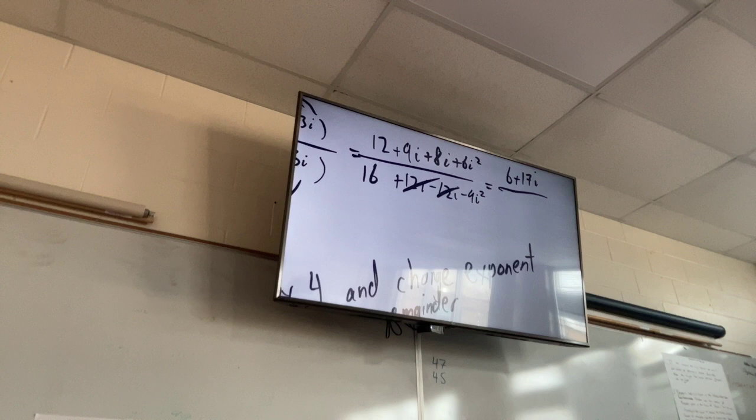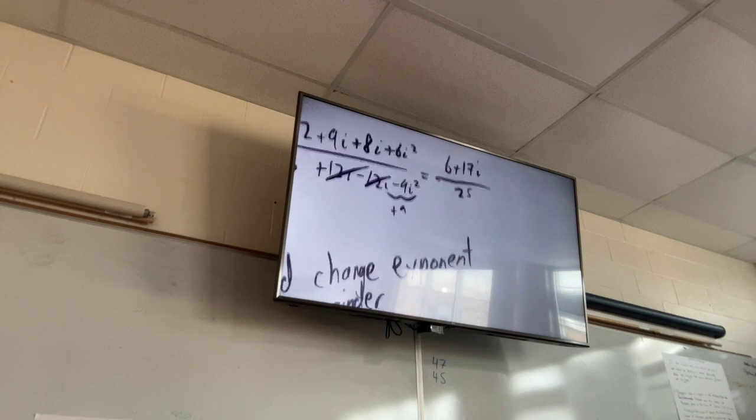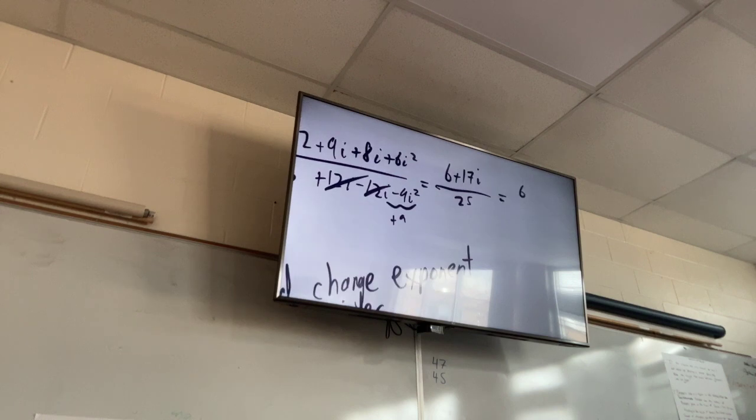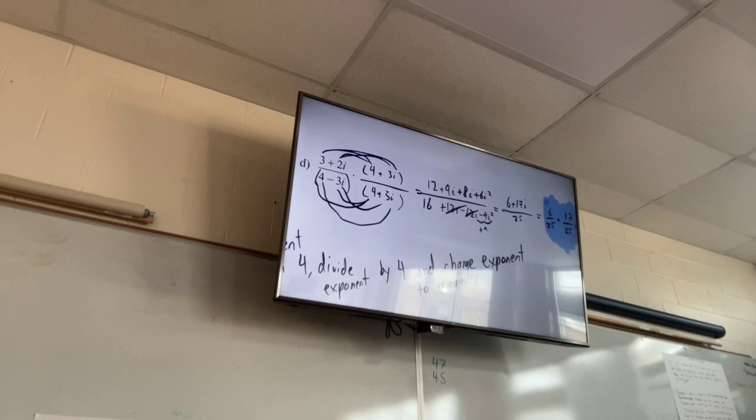Alright, there's 2 in the middle, cancel out. Minus 9i squared becomes plus 9, so we have 25. Okay? And split it up, okay? So do 6 over 25 plus 17 over 25. Are those two fractions simplified? Yes, sir. Okay. Any questions on this? Hopefully this is review, because it is review.